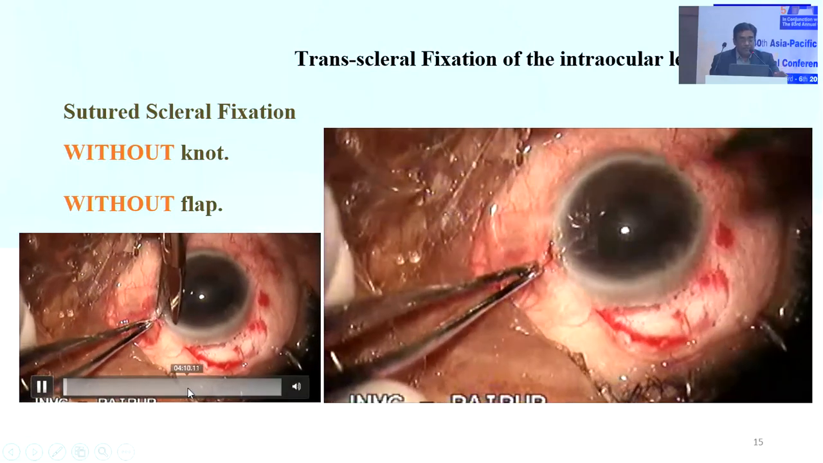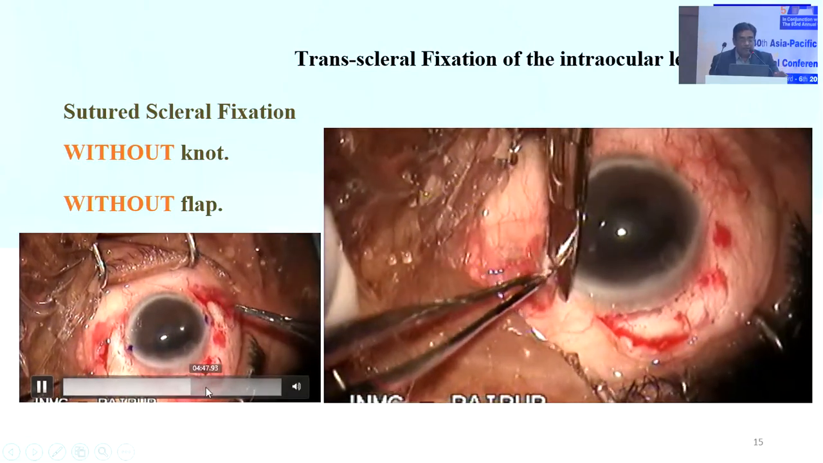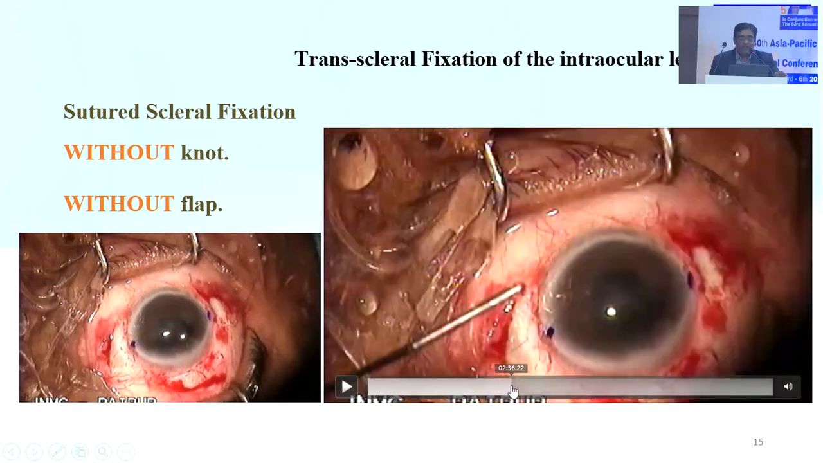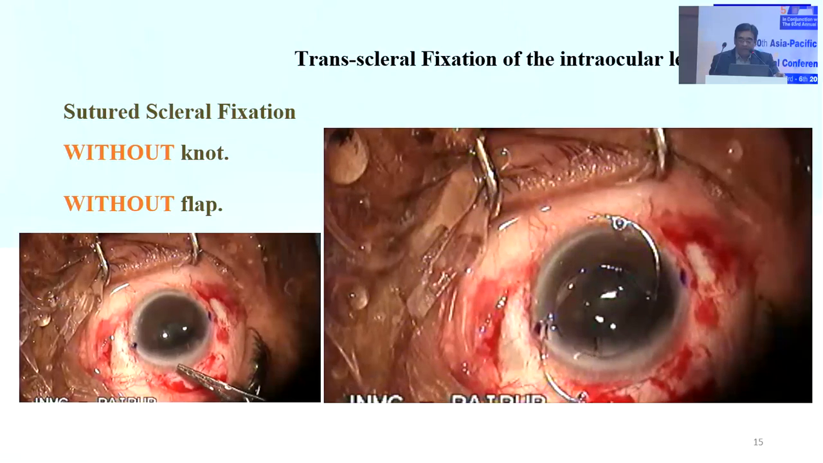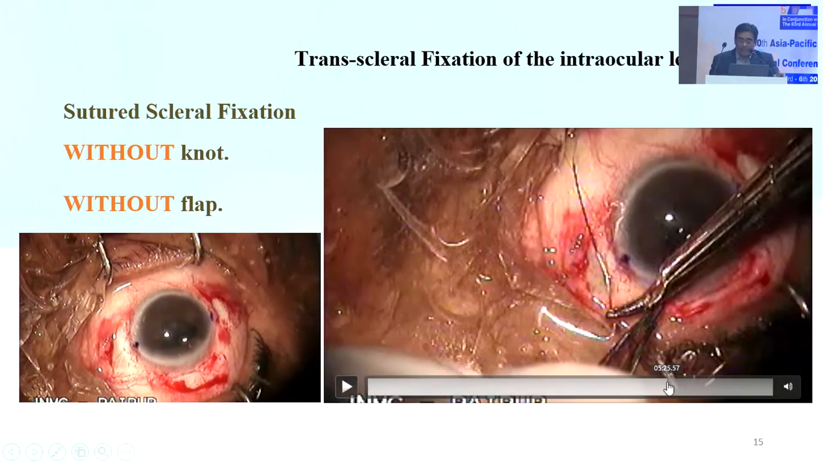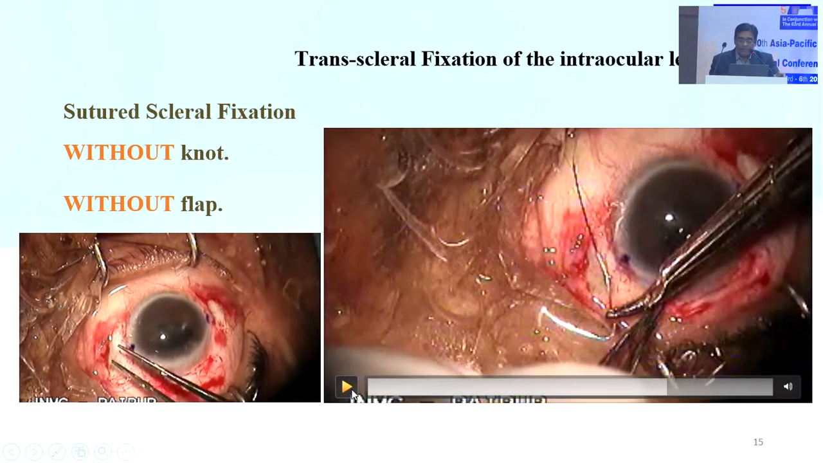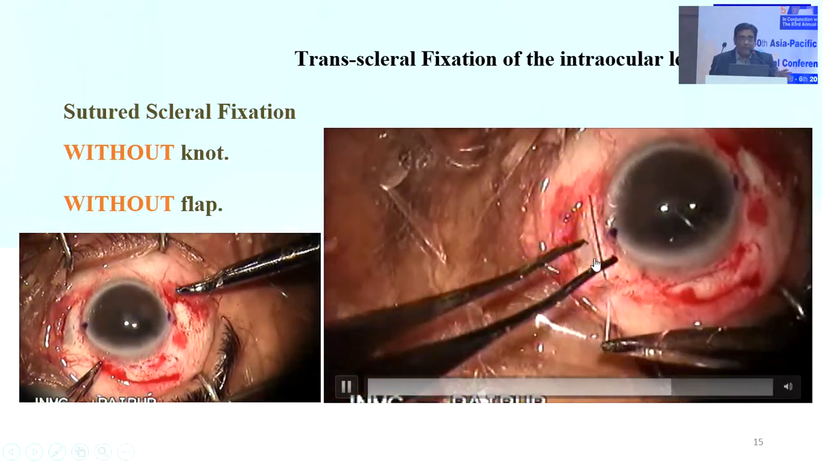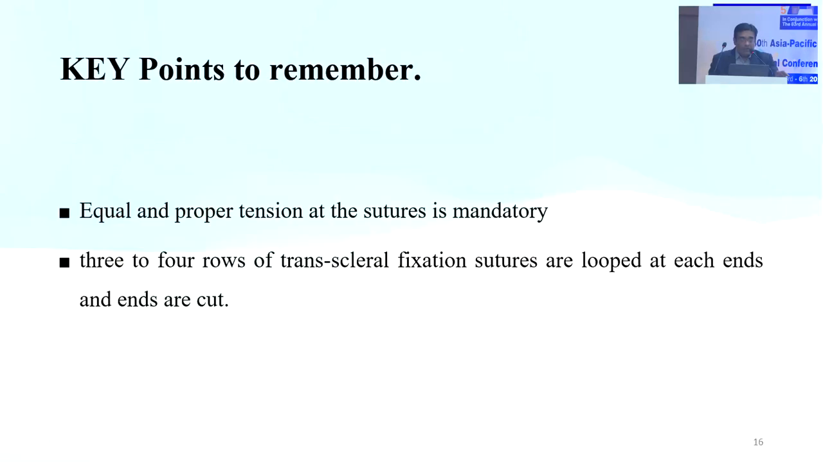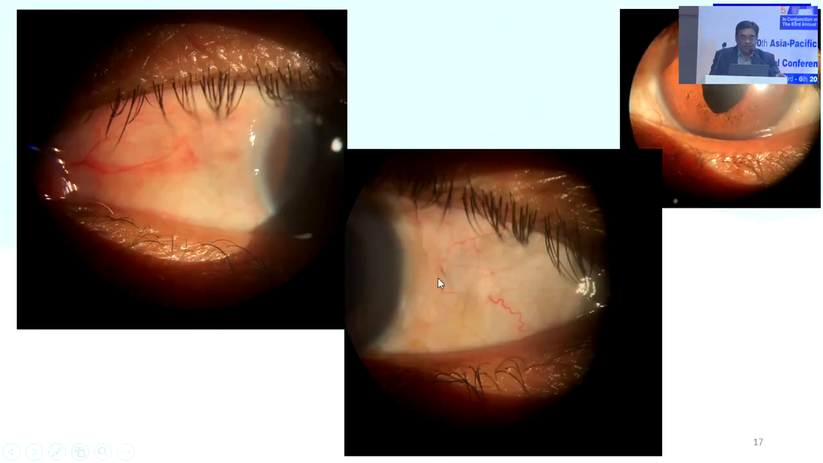You just plan the scleral fixed IOL as normal routine, suturing the eyelets, and after that just give 3 to 4 loops of the suture at both ends, without giving a knot, for equal and proper tension. This flow per section is good for the SFR. Here you can see the post-op photographs of the 3 to 4 loops of the suture without a knot.